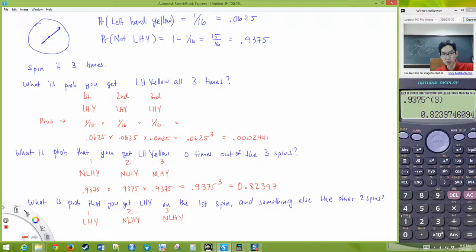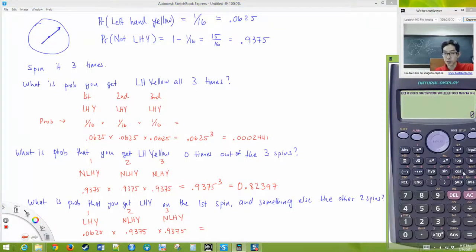Okay, so what's the probability for the first spin? 1/16, or 0.0625. And then the other ones will be 0.9375 times 0.9375. Is this okay? So I'm going to just multiply these all together. 0.0625 times 0.9375 times 0.9375. And I get 0.05493.